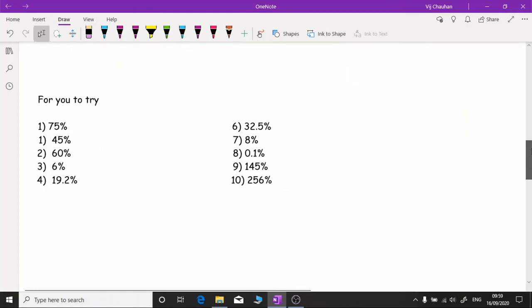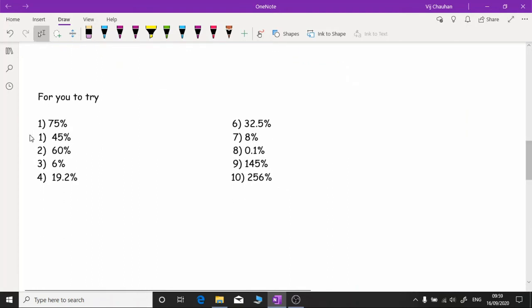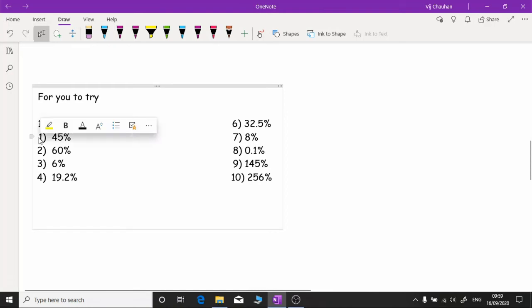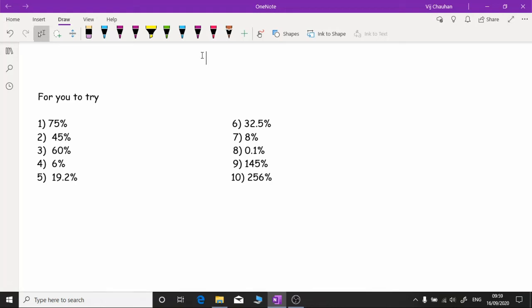So if you'd like to have a go at converting these questions into decimals, and while you're doing that, I will correct the numbering of these questions. I have no idea why it's done that, but there you go. So if you'd like to have a go at these, or pause the video to have a go at converting these percentages into a decimal before I go through the answers.